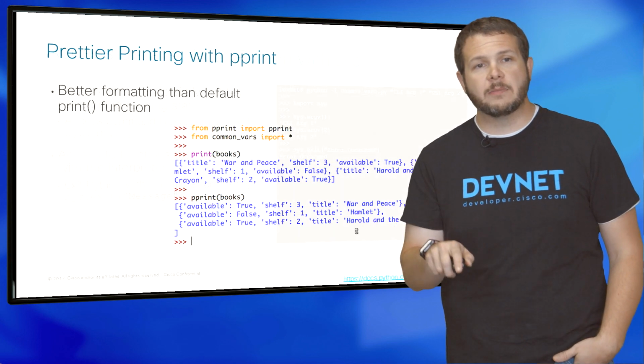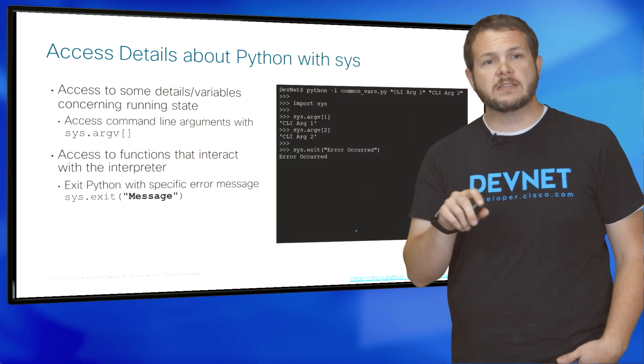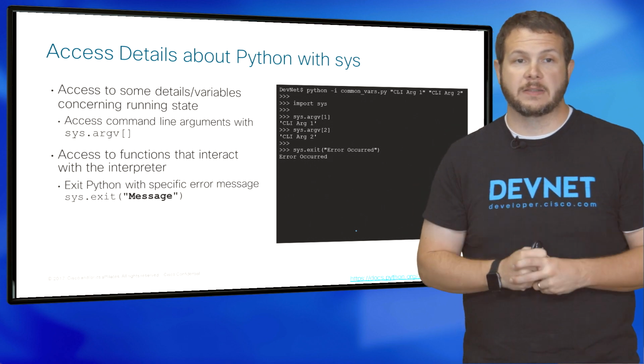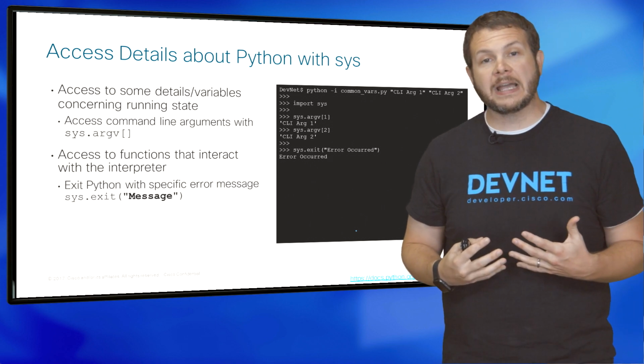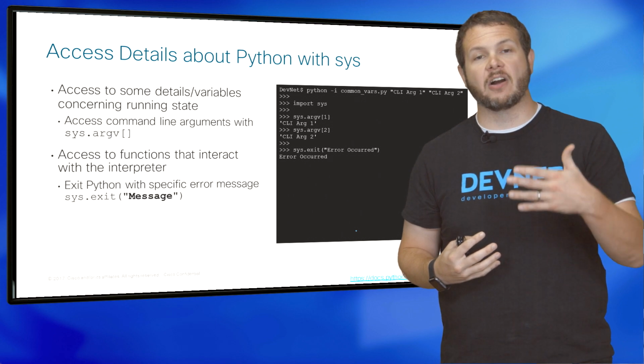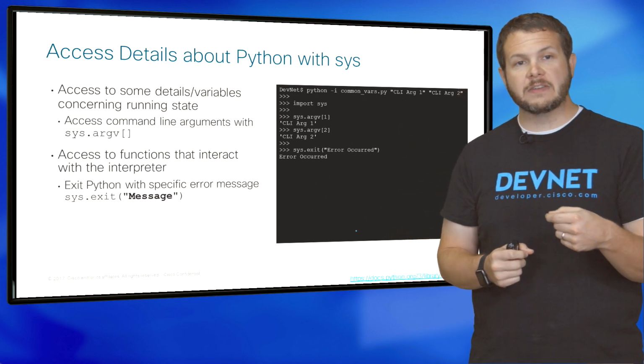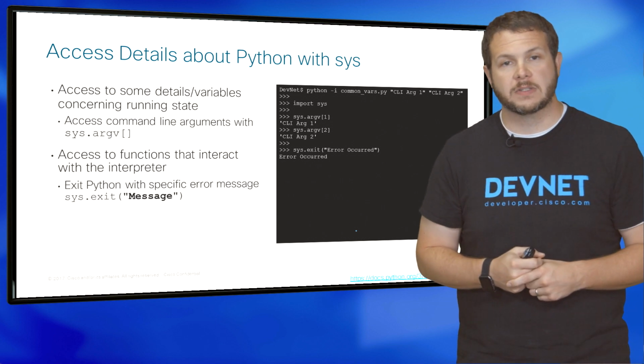Now, the OS library, or the sys library, gives us the ability to access details and variables about the running state of Python. A common area I use this for is if I need to get access to arguments that were passed into a script. So sys.argv gives us a list of all of the arguments that are there.